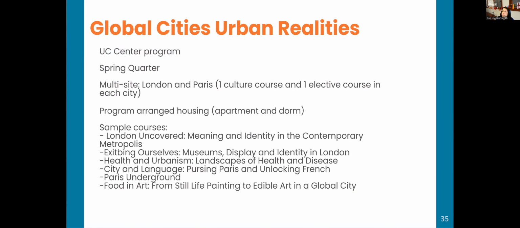Another really popular program is our Global Cities Urban Realities program. And what's unique about this program is that you actually are in two different sites. So half of the time you're in London and then half of the time you're in Paris. So it's really popular because a lot of students really like being able to learn about both. This program is only offered in spring quarter, so keep that in mind. And then I listed a sampling of courses within that program as well.